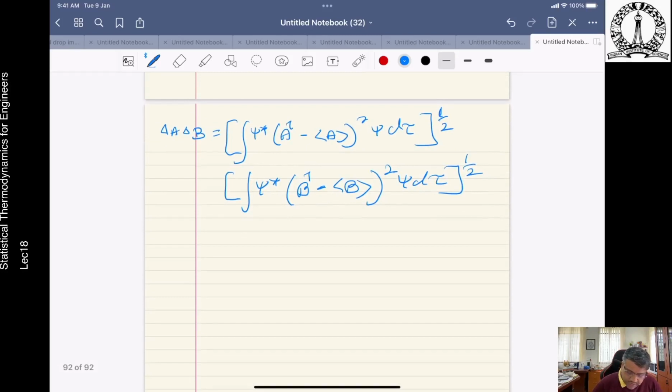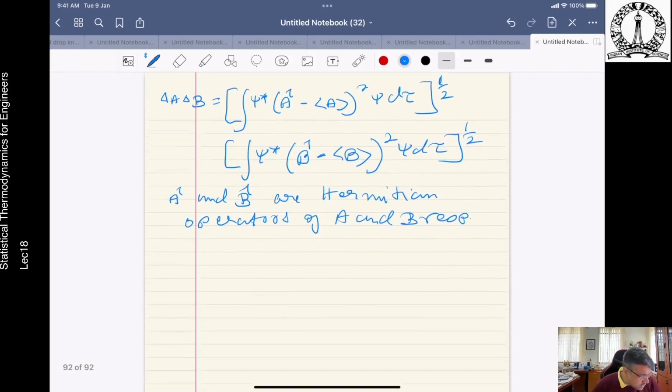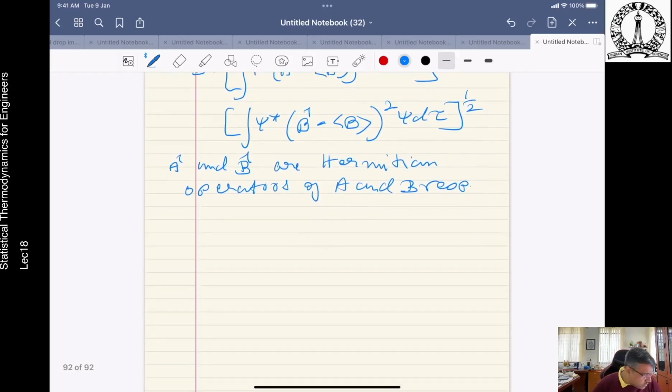Okay, so A hat and B hat are Hermitian operators, A and B respectively. So you can see that this is what it is. Now, if the operators are Hermitian, we can do a cool thing here.